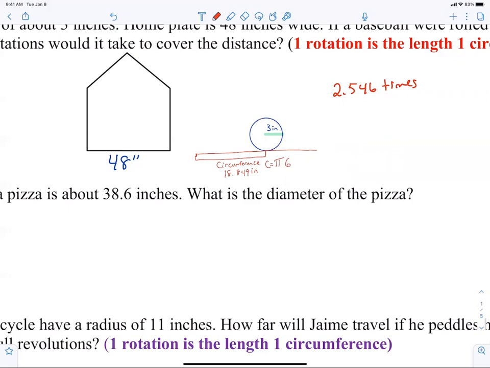You do 48 divided by the circumference. That's what you're doing. 48 divided by the circumference. Now, Josh, you're okay with that, right? Yeah. Brennan, how are you with that? Does that make sense? You can tell me. Okay, good.